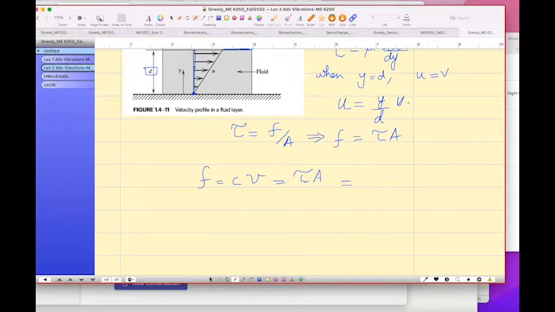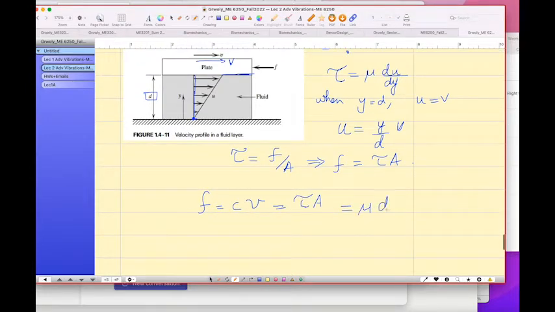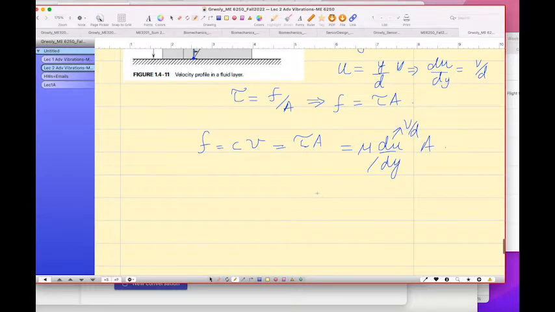What is tau? Tau equals mu du over dy, times A. And what is du over dy? It equals v over d, so you can plug in v over d from that equation. So mu v over d times area equals tau times area, and this is equal to the force. So force equals c v, and c v equals mu v over d.